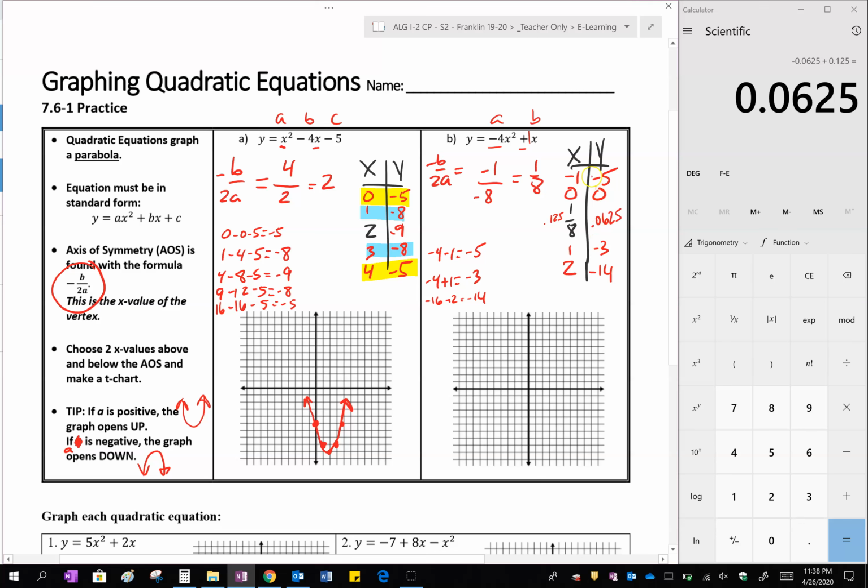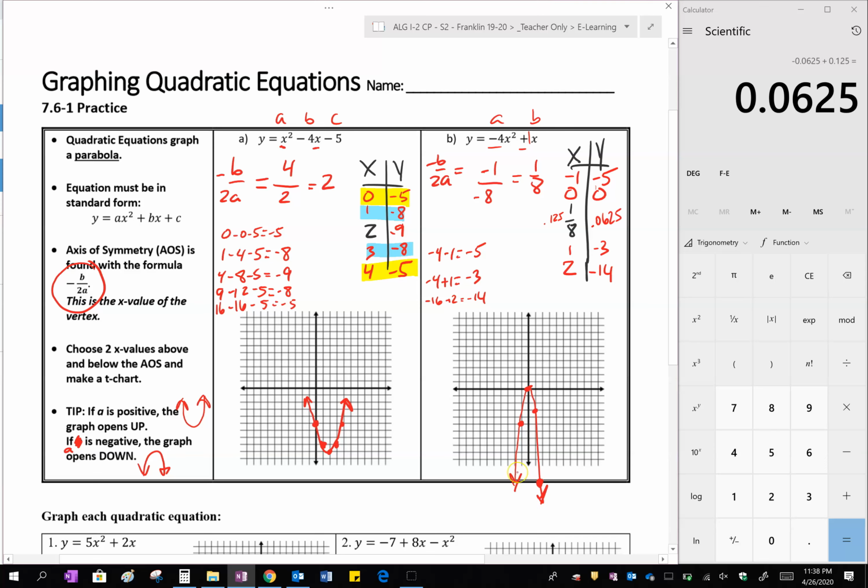Okay, so let's graph negative 1, negative 5. So left 1, down 5, right there, 0, 0 here, 0.125, 0.0625, it's practically somewhere right here in this box, really close to the corner. 1, negative 3, and 2, negative 14. 2, negative 14 is off the graph. It's like 1, 2, 3, 4, 5, 6, 7, 8. Like here.